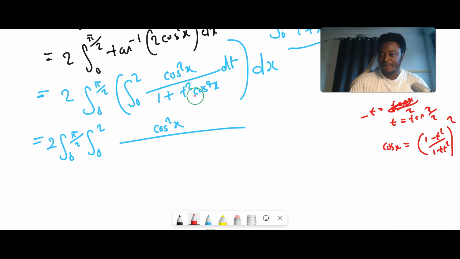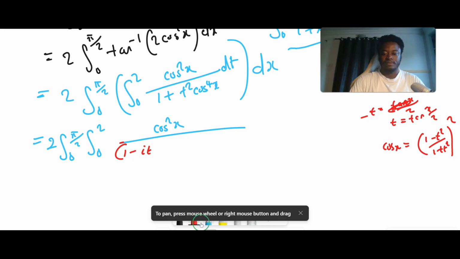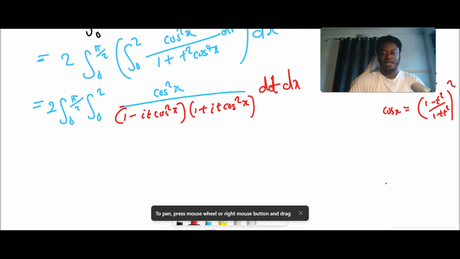So instead, let's factor it using Euler's complex number formula. So you have a 1 minus it cosine squared x, then you have a 1 plus it cosine squared x also. Then you would have a dt dx. Now we just factored it out.